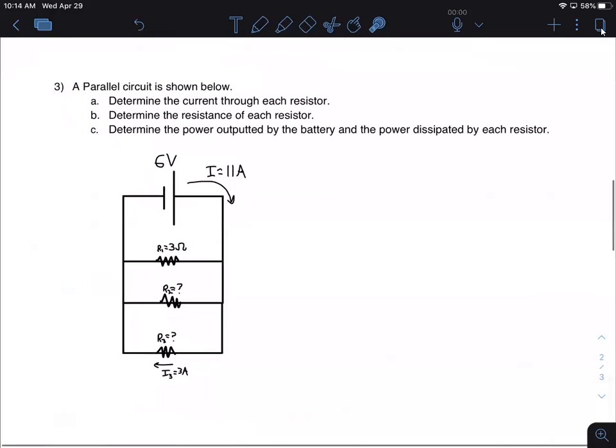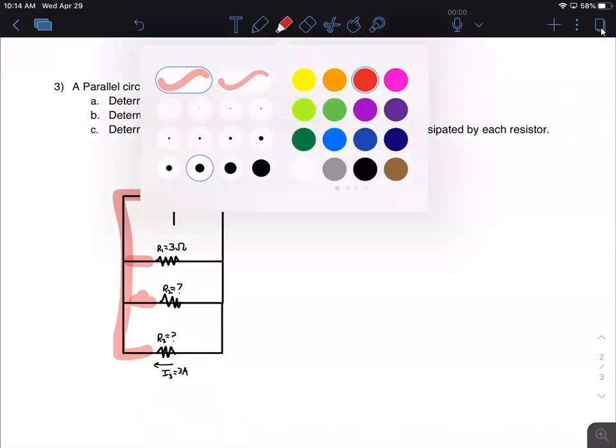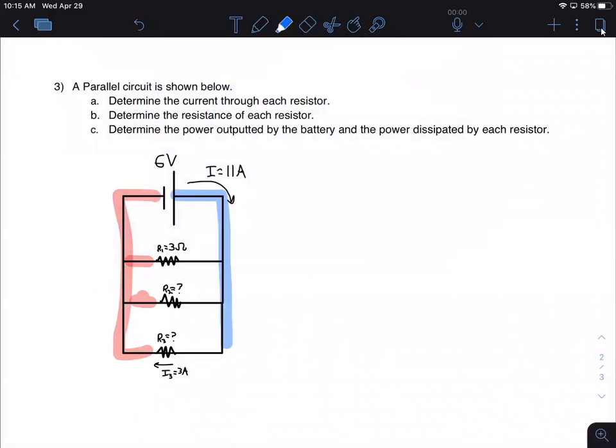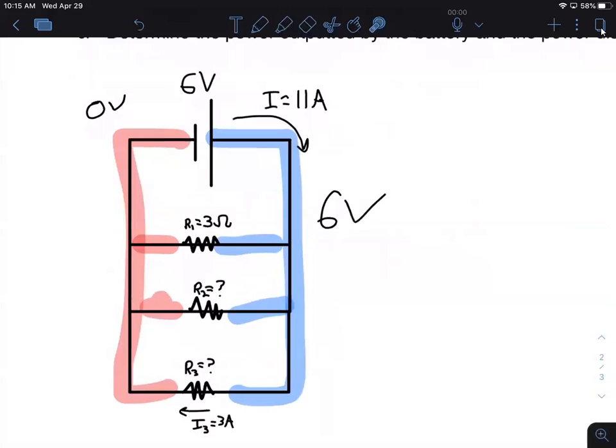Parallel circuit is shown below. Determine the current through each resistor, determine the resistance of each resistor, and determine the power. Well, my method is going to be the same regardless. I'm going to look at what my potentials are. I'm going to say before the battery is 0 volts, so after the battery 6 volts of potential, and it's the same along any spot with no resistance, nothing taking away energy.